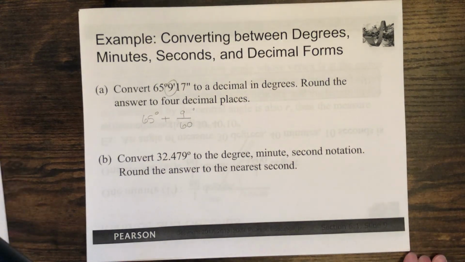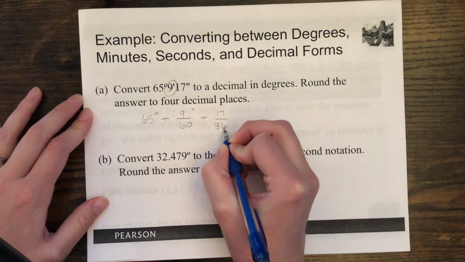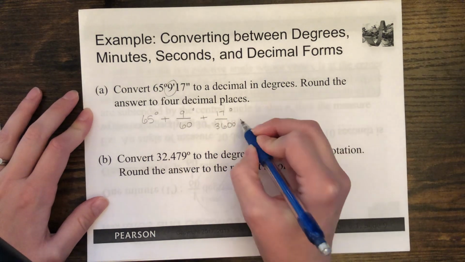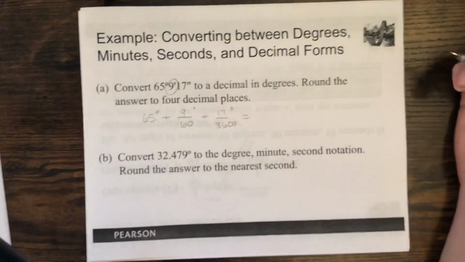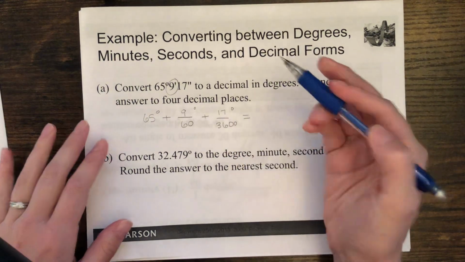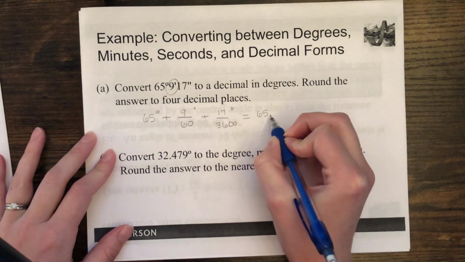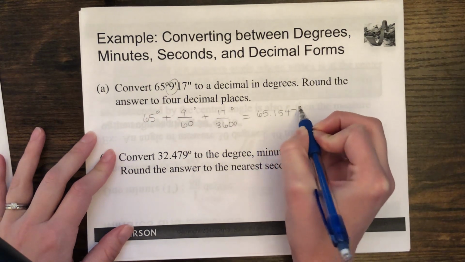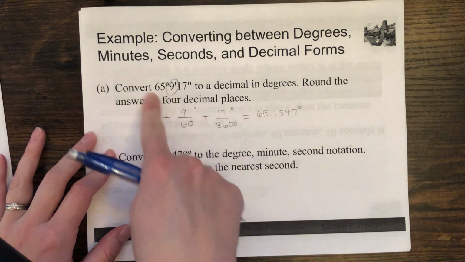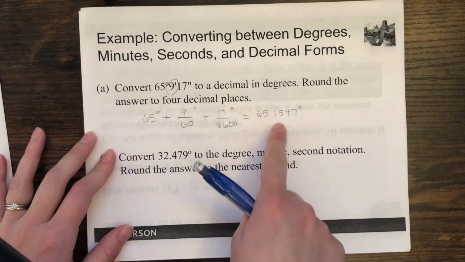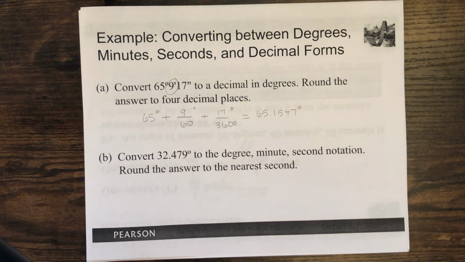And then, of course, the 17 seconds, also using that conversion, would be 17/3,600ths of a degree. And so I could convert these fractions to decimals and just sum this all up. You could even use your calculator here to convert these to decimals. If I did that, I'd get about 65.1547 degrees. And so these are equal. This is more exact. That's nice. They have their reasons for being used. So that's how you would convert it in that direction.